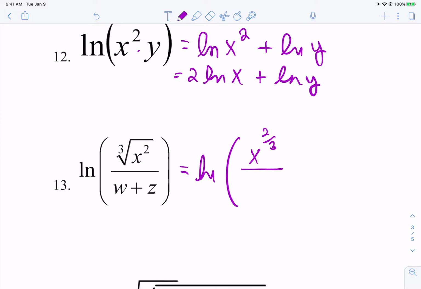Now, another thing I like to do is if I have two pieces, I like to put them in parentheses to remind me that they're stuck together. You know, that they're one and the same. They're stuck together.